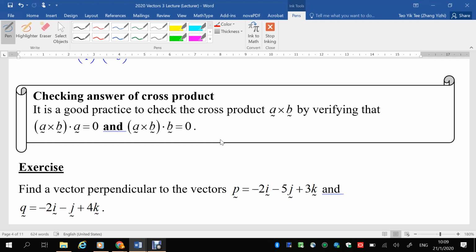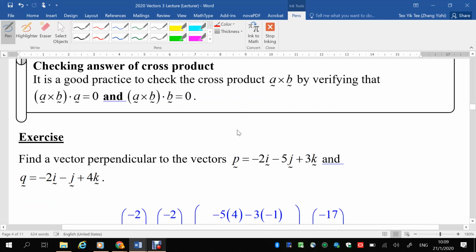So listen up. In the exams, the setting of the question will be like this: find a vector that's perpendicular to P and Q. I will not tell you to use cross product to find a vector that's perpendicular to P and Q. They'll never say this to you. They just tell you find. So your theories and concepts better come out. Then practice one more time.